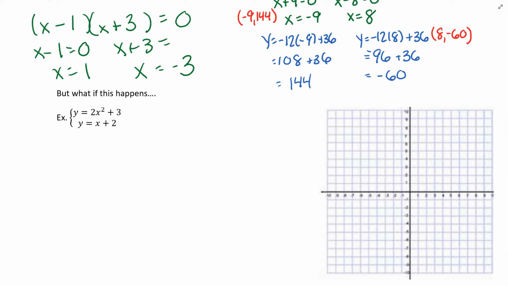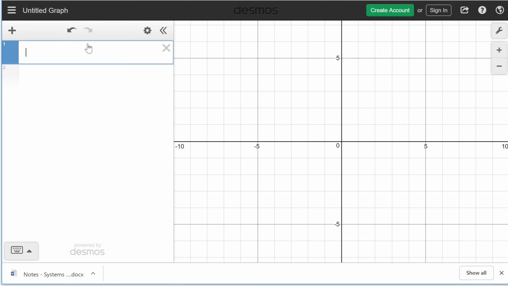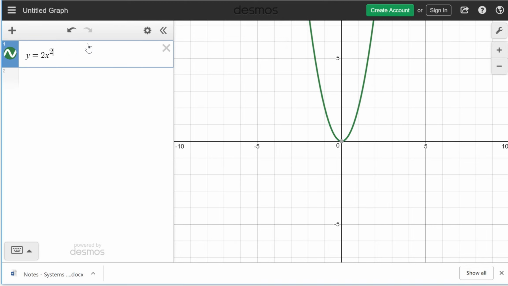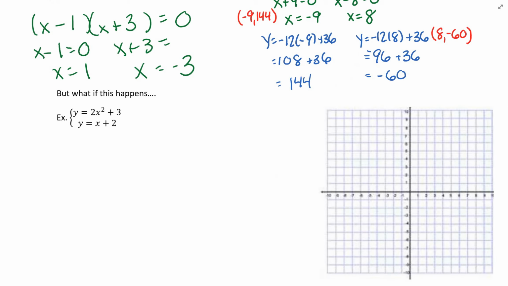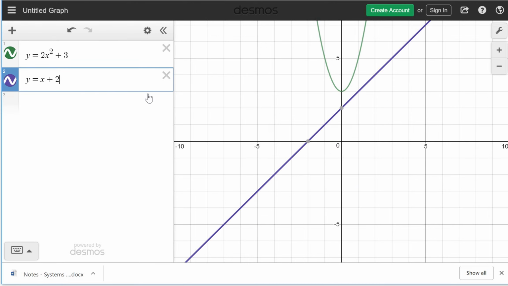We can, but it's the answer you're going to get. You're going to realize I made a mistake, that something's wrong. So I'm going to bring up Desmos. We're going to have 2x squared plus 3. So if I bring up Desmos and I get rid of both of my graphs I already had, I'm going to have y equals 2x squared plus 3. Now, if I bring up my second, I have y equals x plus 2. So my second graph will be y equals x plus 2.